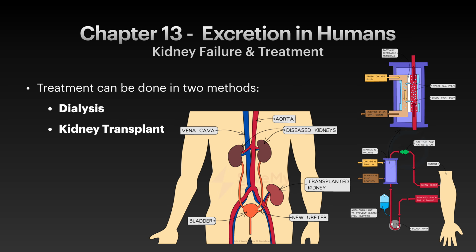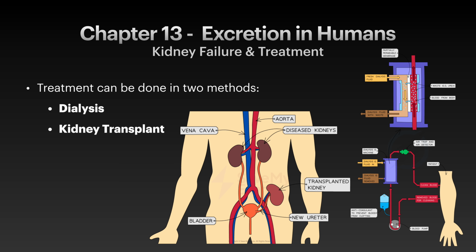Here's something interesting you might want to know. We talked about kidneys and their importance in the human excretory system. But what happens if the kidney fails? Sometimes kidneys can stop working properly due to disease or damage. This is serious because toxic wastes like urea build up in the blood, which can be fatal. Humans can survive with one functioning kidney, but if both fail, treatment is essential.